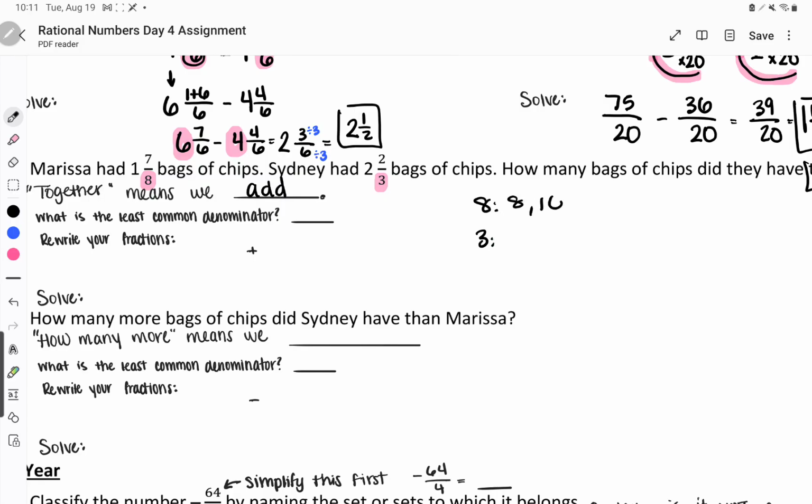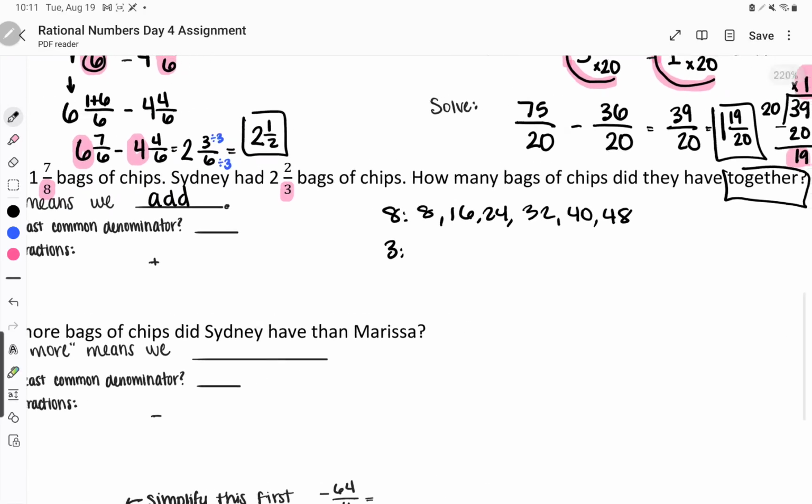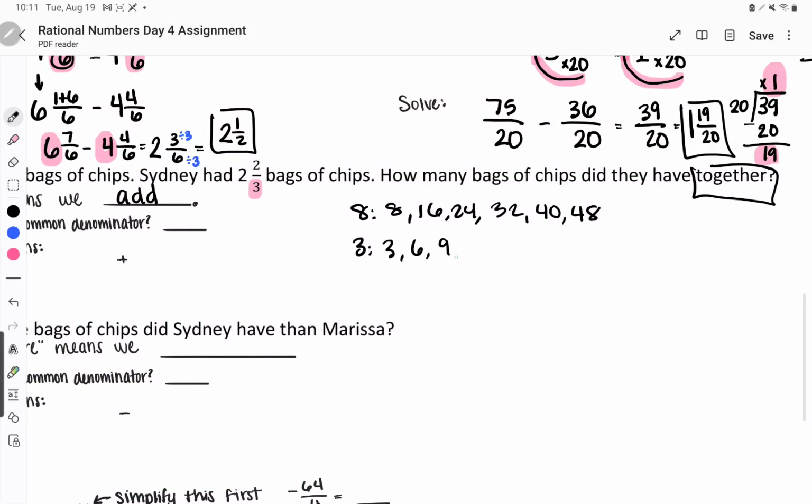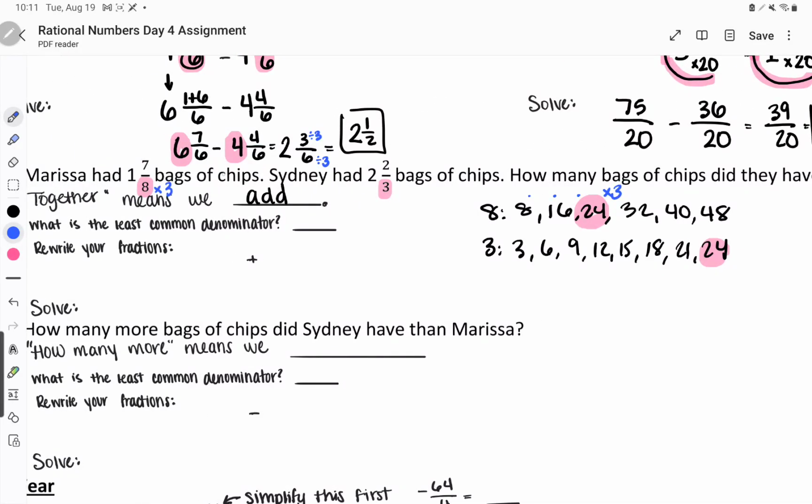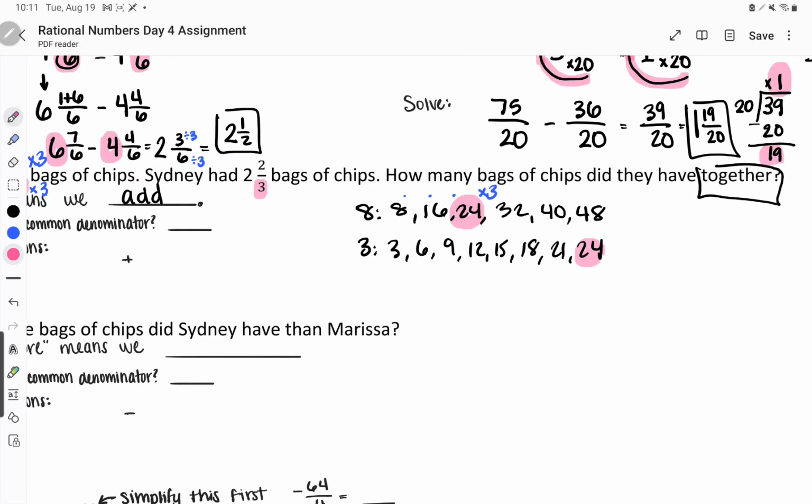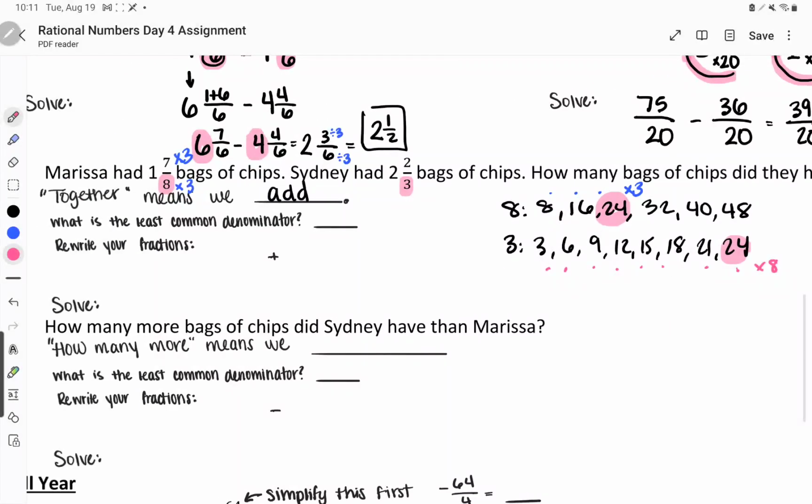8 is going to be 8, 16, 24, 32, 40, 48. 3 is going to be 3, 6, 9, 12, 15, 18, 21, 24. And I'm going to stop right there because now I see 24 and 24. And how do you get from 8 to 24? We multiply by 3. So I'll multiply this 8 by 3. And if I multiply 8 times 3, I also need to multiply 7 times 3. What would we multiply 3 by to get to 24? 8.